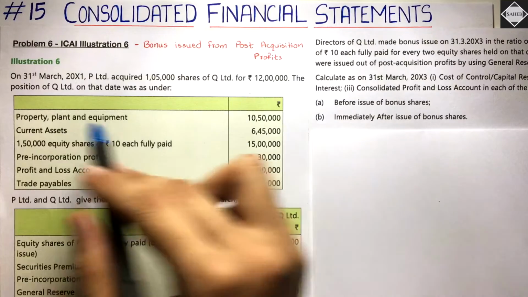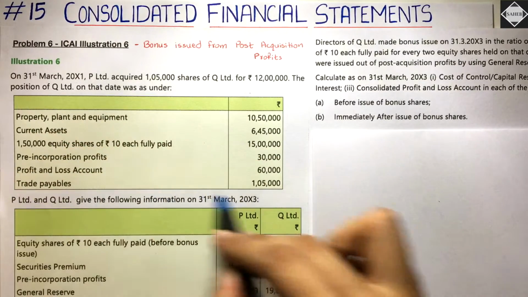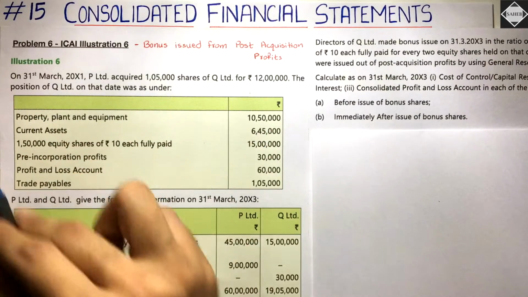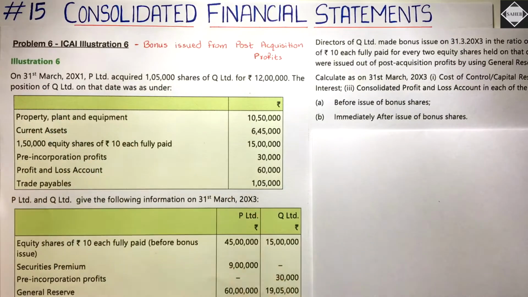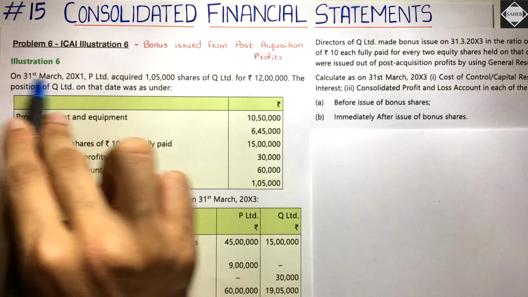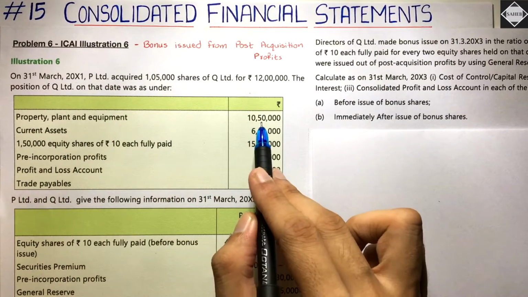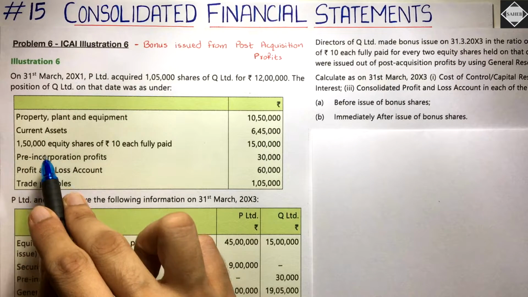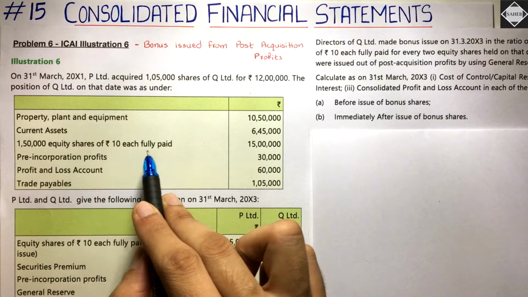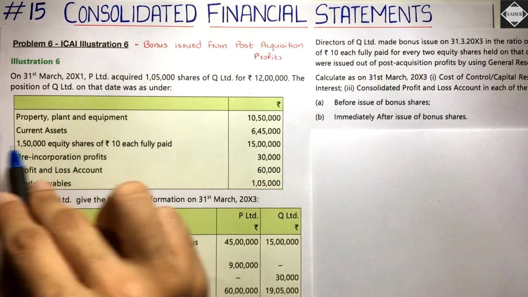Okay. The position of Q Limited on that date was as under. So here we have been given the information of the subsidiary company, and that too on the date of acquisition, isn't it? They told us, see here, on that date. Which date? This date. So this is the information of subsidiary on the date of acquisition. See here, PPE 10,50,000, current assets 6,45,000, 1,50,000 equity shares of rupees 10 each, fully paid 15 lakhs.